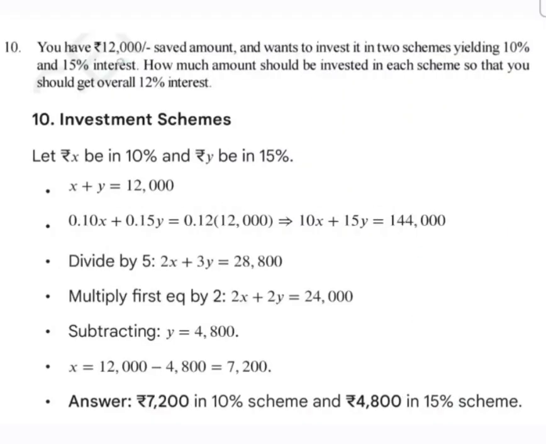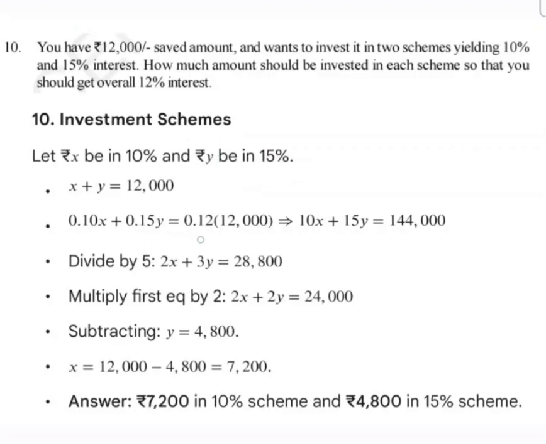You have 12,000 saved and want to invest in two schemes yielding 10% and 15% interest. How much money should be invested in each scheme so that you get an overall 12% interest? Investment scheme. Let x be in 10% and y be in 15%. The total amount x plus y is 12,000.